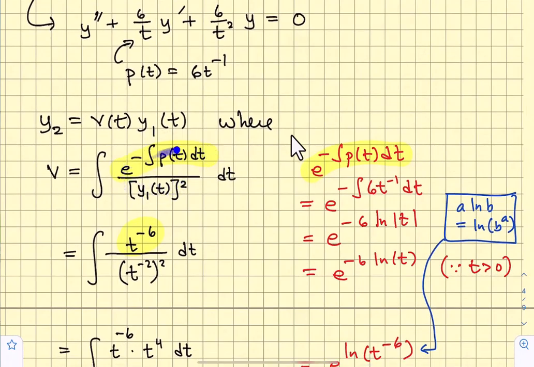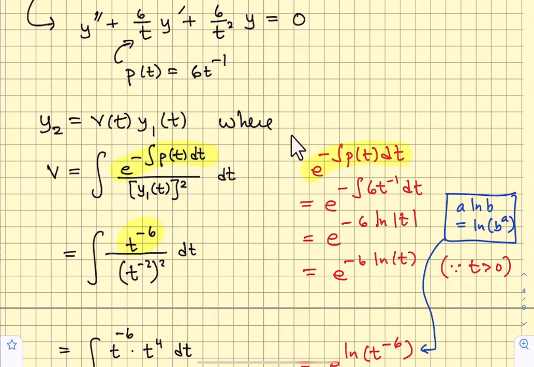So I'll go off to the side. I'll grab this numerator. We'll go off to the side and compute this integral. So we have e to the minus integral of p of t dt. P is 6t to the minus 1. So when we anti-differentiate this, if you pull out the 6 and you anti-differentiate 1 over t, you get ln of absolute value of t. But they told us in the problem that t was positive, so the absolute value of t is the same as t.